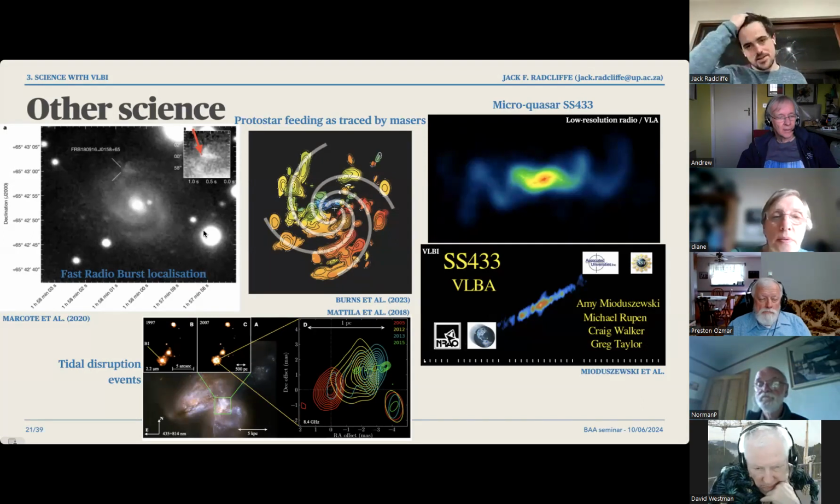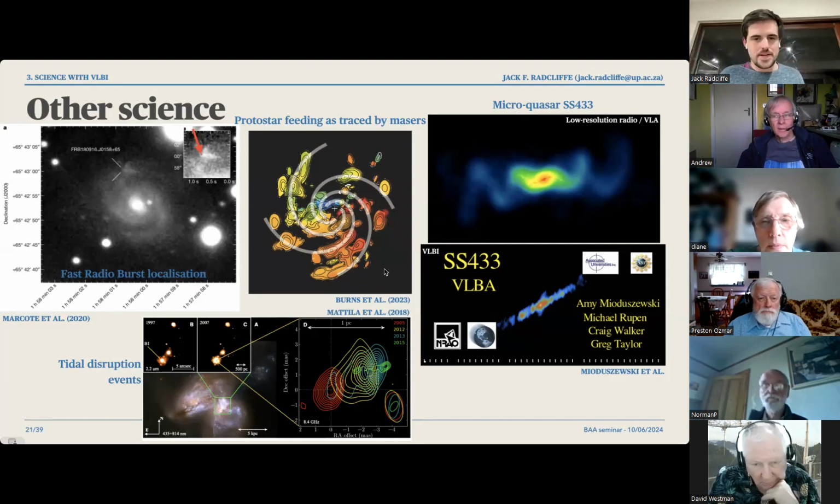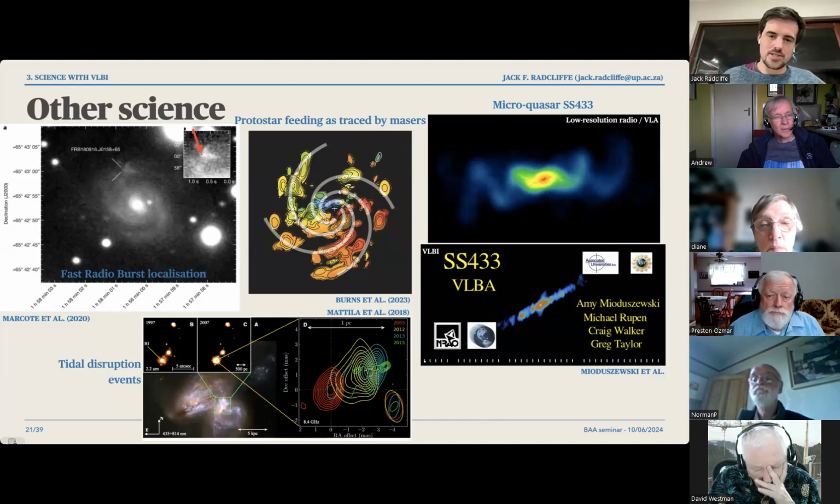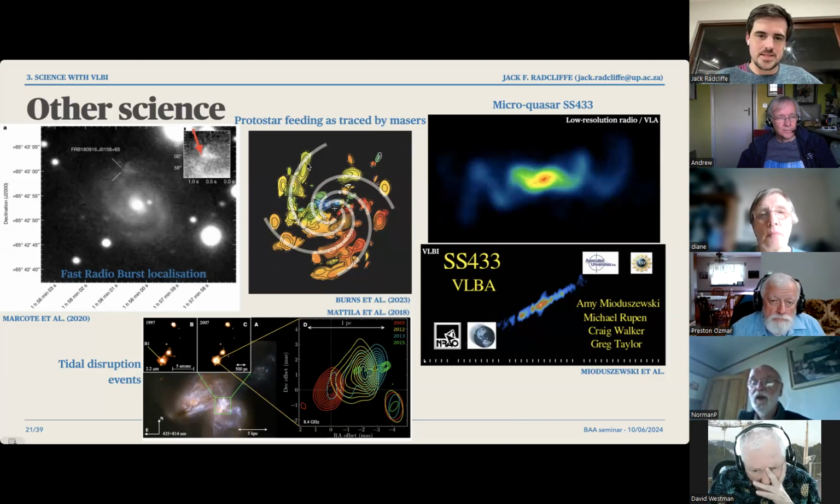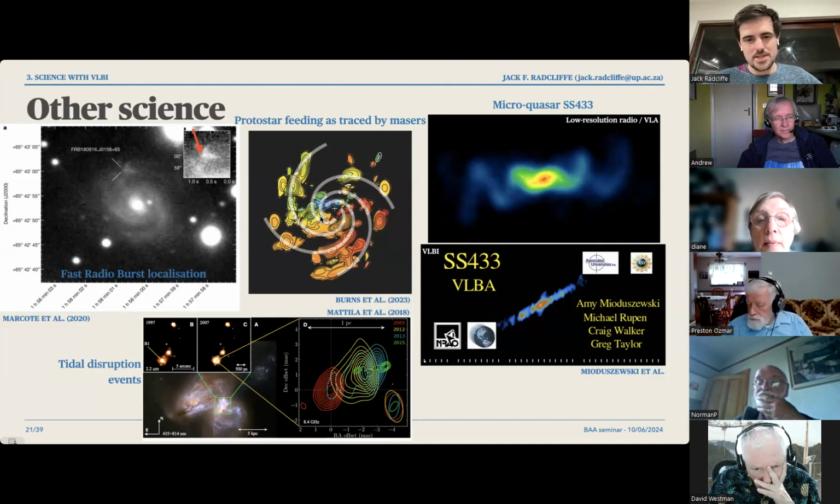So the other things that we can do is we can look at protostar feeding. VLBI is very good at looking at masers. These are stimulated emission in the microwave regime. And this is an example from Burns et al. Over here, we've got a protostar in the center, and the masers are the contours that you see here. You have to squint to work this out, but approximately, and they tell me it's true, it traces a spiral wave, which is how they think the protostar is getting fed from the disk that surrounds it.